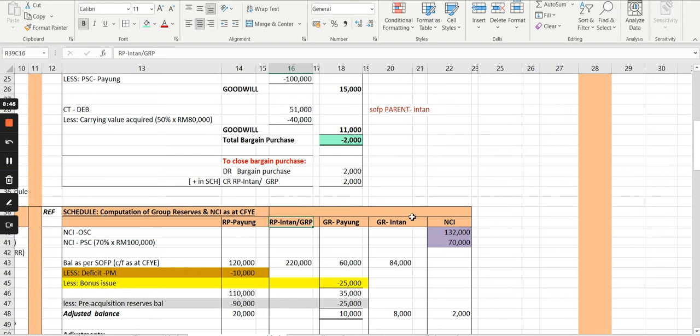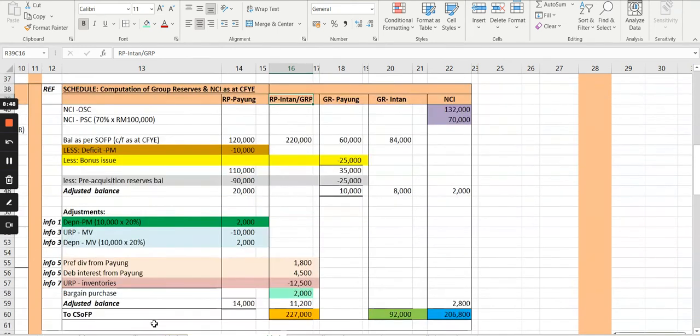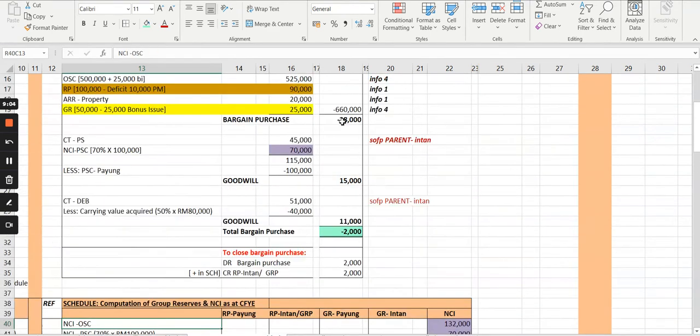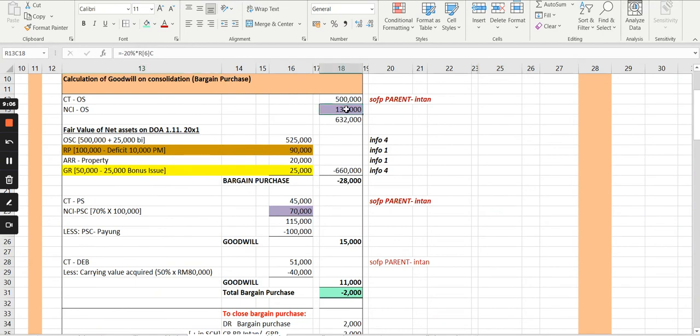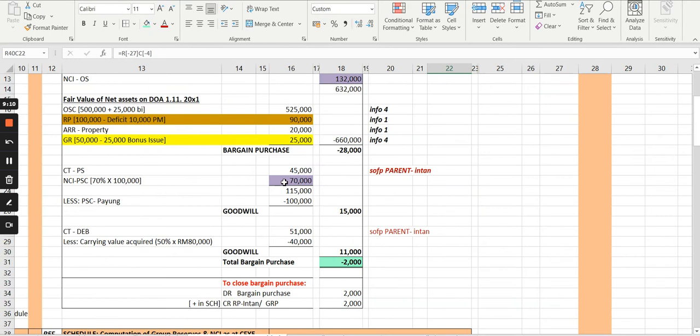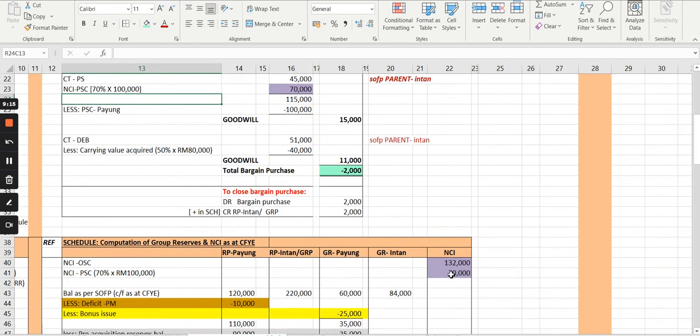So the first thing that you will include here, of course, I put my bargain purchase so that I won't forget that figure, since I have to go and include it in the group retained profit. If you have done that, fine. What you're going to do now is to find out the non-controlling interest. Non-controlling interest on the date of acquisition, take the one here, transfer here. And the second non-controlling interest of the preference shares, take the one here on the date of acquisition and transfer to the non-controlling interest column.